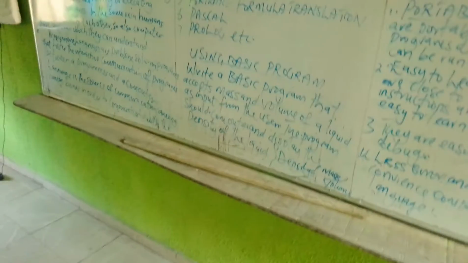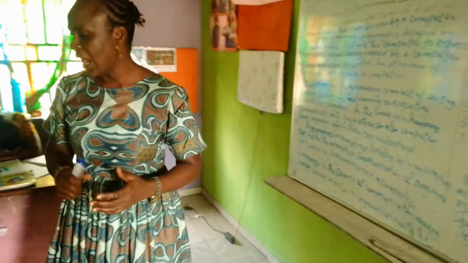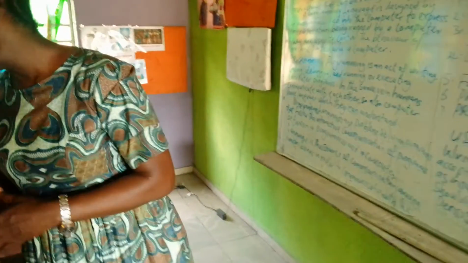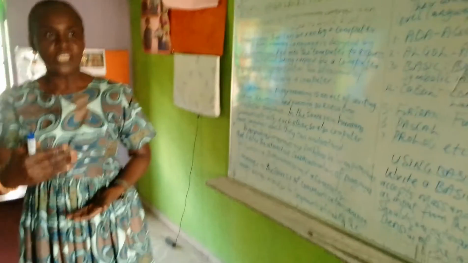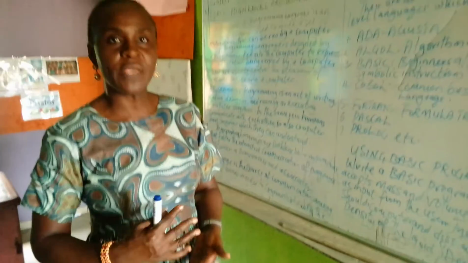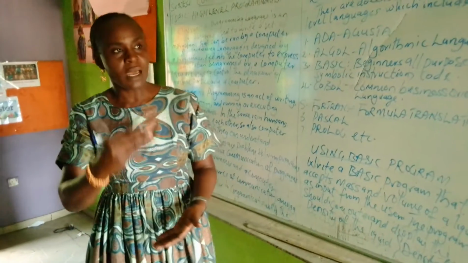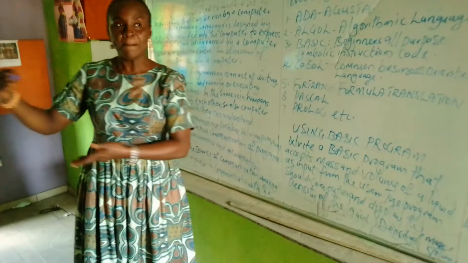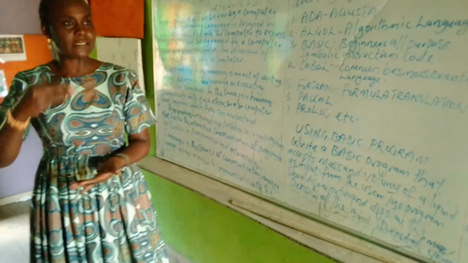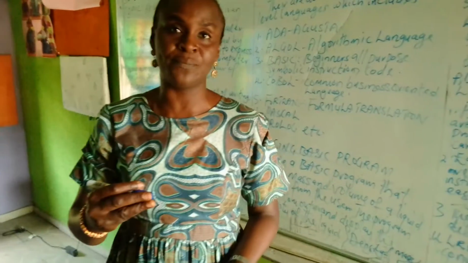The disadvantages of high-level languages. The disadvantages are that high-level languages have to be translated into machine code. And for you to be able to translate the high-level language into machine code, you have to install an interpreter on the machine.